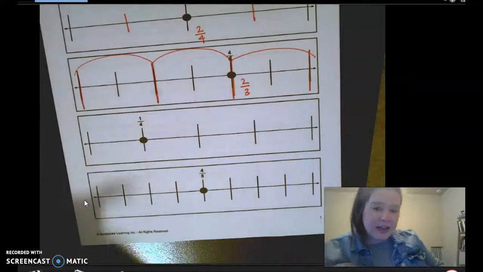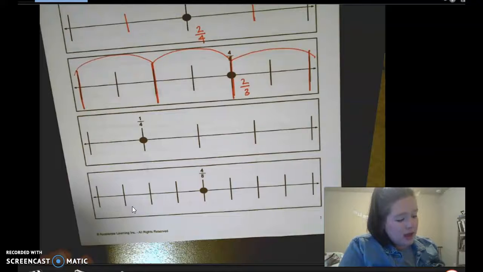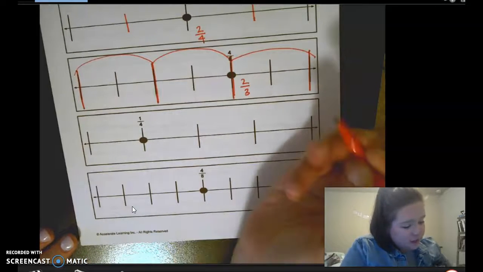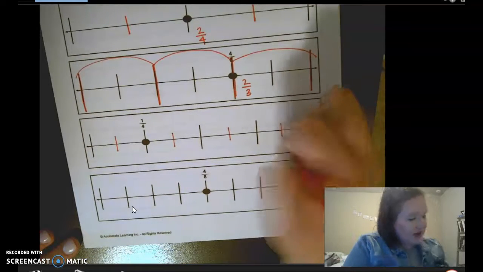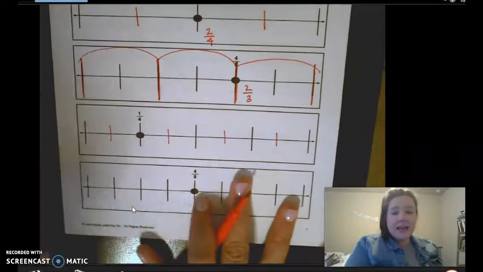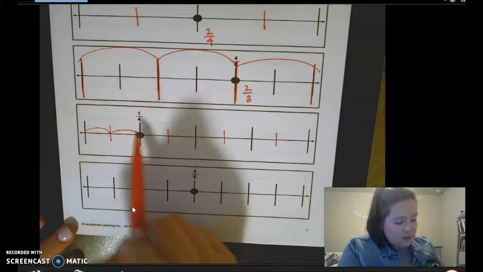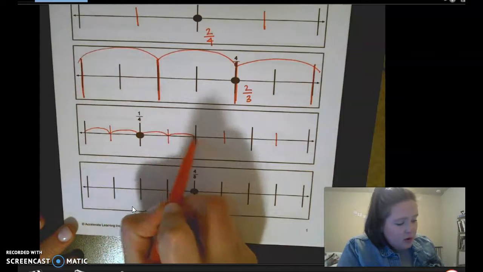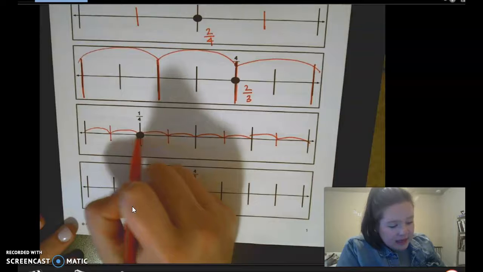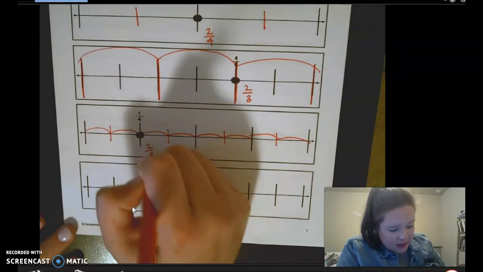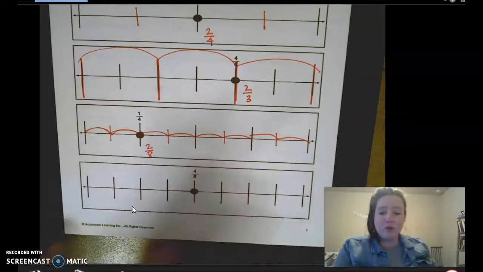Sometimes on your pictures, you're going to be given fraction models already, and then you'll just use your picture to help you. Sometimes you might have to draw a picture. All right. So I'm going to be dividing my sections into eighths. This is 1, 2, 3, 4, 5, 6, 7, 8. But my point is at 1/4, and it's also at 2/8. 1, 2. And I created 8 total spaces.